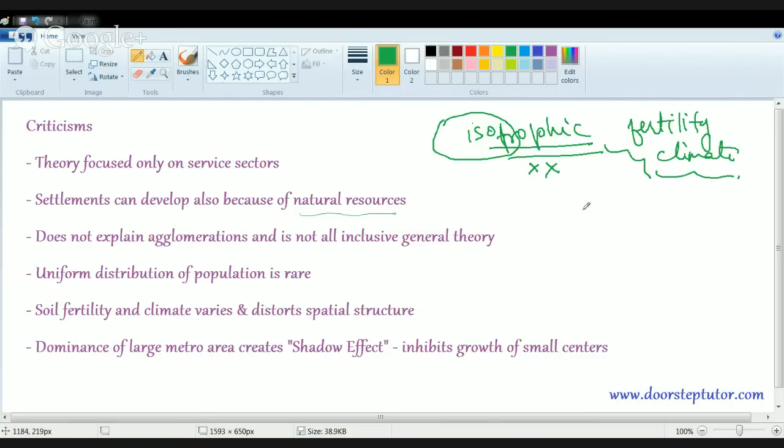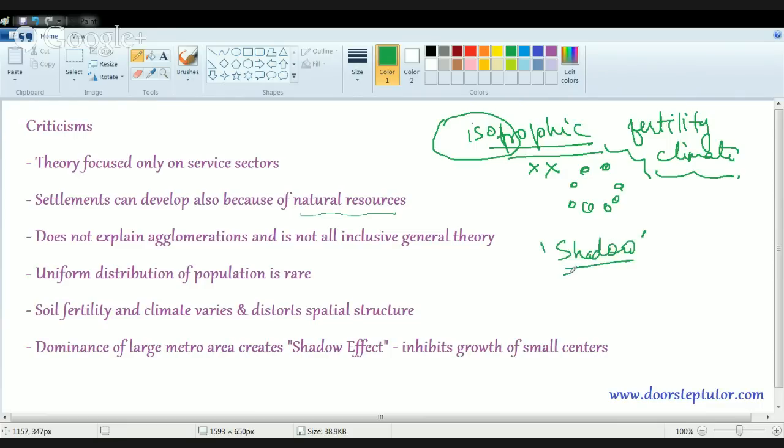Besides that, there are a few more things that Christaller forgot to explain. One was the concept of agglomeration. His theory is not an all-inclusive general theory, so it forgets the impact of agglomeration, or growing urban centers nearby one another. And also, he did not mention the shadow effect.